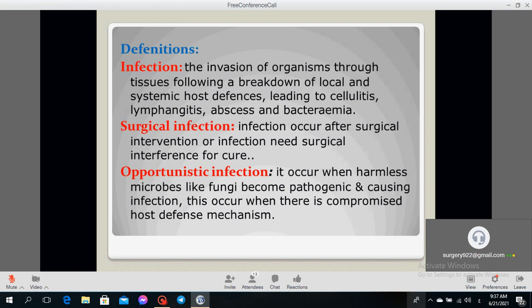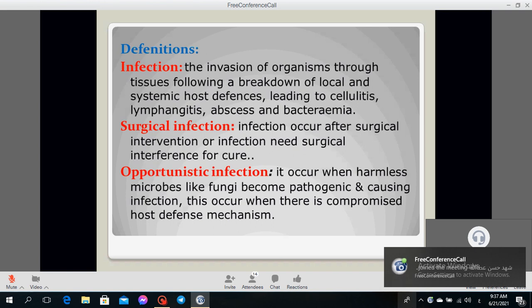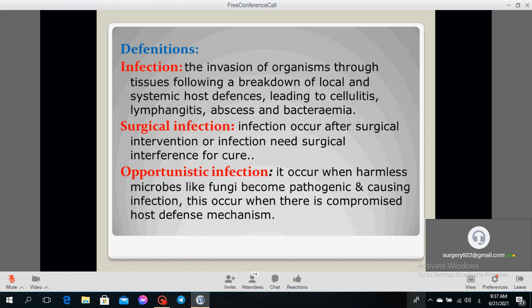Opportunistic infection occurs when harmless microorganisms, like the normal oral flora or fungi, become pathogenic and cause infection. And this is in case of compromised host defense. يعني عندنا normal flora normally تكون beneficial, not harmful, not causing infection for the host. When there is a break in the immunity of the host, the harmless microbes will become harmful and cause infection.